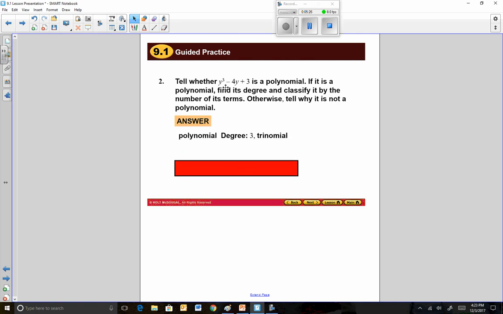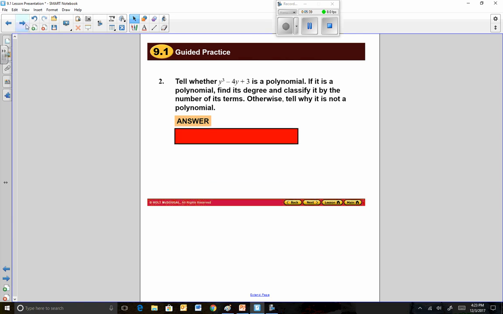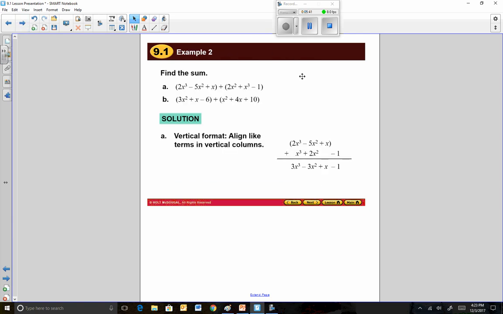It is a polynomial. It follows the rule. And it is a third degree because there's a 3 out in the front at the top. And it's considered a trinomial because there are 3 terms. All right. Let's go ahead and we're going to actually find the sum. Sum means add, right? So these are actually pretty simple. We're going to go ahead and take the first question here, and we're going to line it up vertically. This is one method you could use.